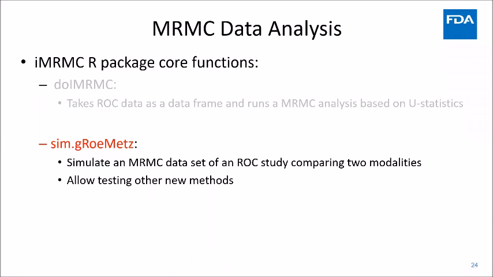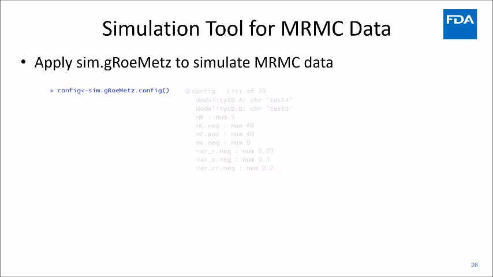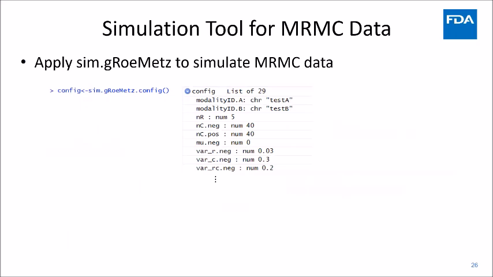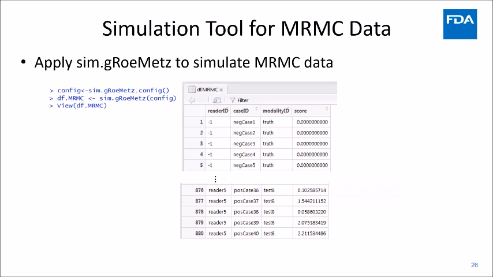To simulate an MRMC dataset, we usually use the Roe and Metz model, which involves four factors: the modality, reader, case, and truth state. The modality and truth state are fixed factors; reader and cases are random factors. To simulate the data, we first need to set the size of the study, and the mean and variance of each component in the model. And then we can get this kind of MRMC data. The first part is the ground truth, and the second part is the reader study result.